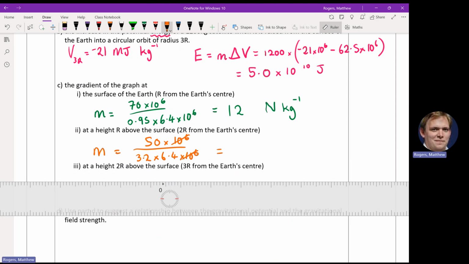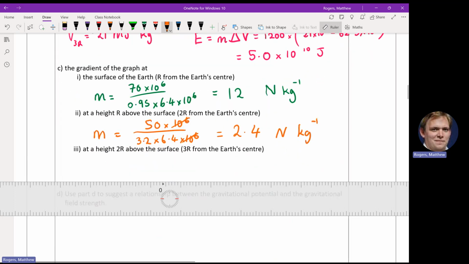So 50 divided by 3.2 times 6.4 gives me 2.44. So I'm just going to write down 2.4. And again, that should be in newtons per kilogram. Sorry, I'm not in the habit of writing the units correctly for A level. And then at a height 2r above the surface.